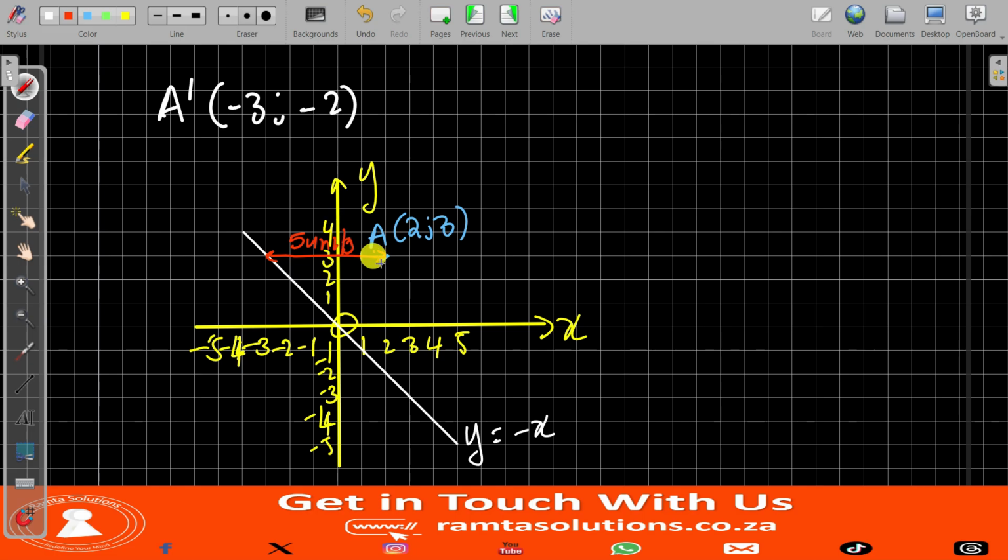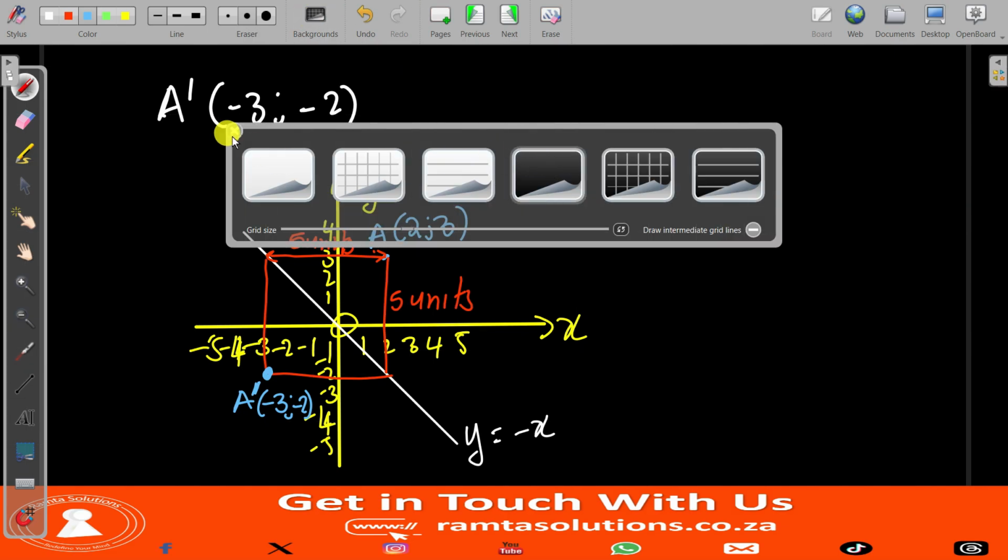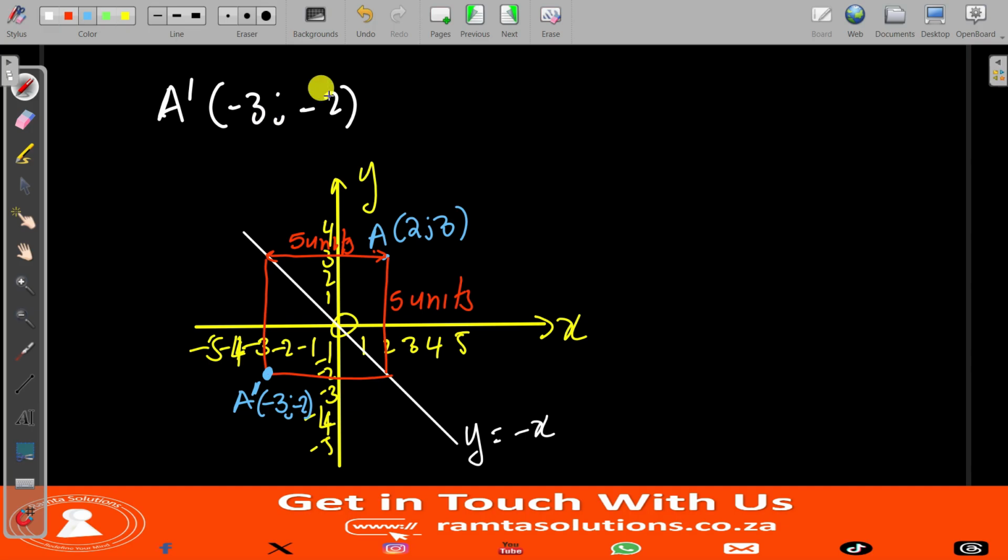All right, now let's see. 1, 2, 3, 4, 5. Again, 5 units. You will need another 5 units. 1, 2, 3. Okay, here it is. The point that we are looking at is here. And what is it? The x value is negative 3. The y value is negative 2. This is A prime. Let me remove the grid. Do you guys see it? Indeed, this is what we found.